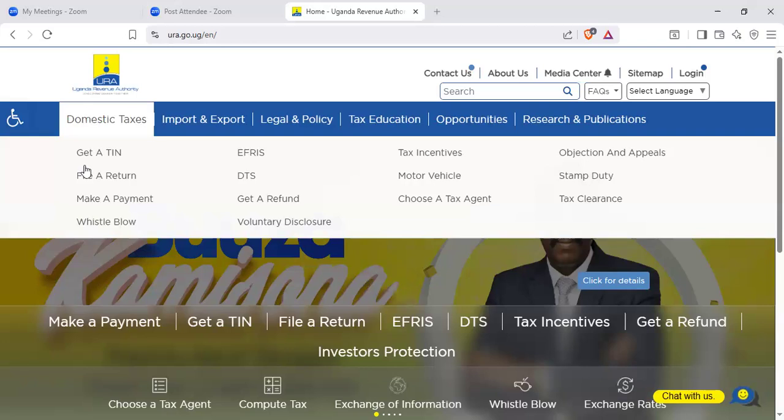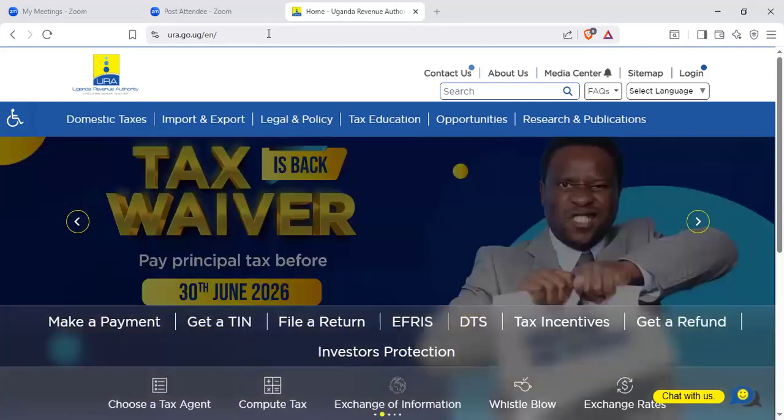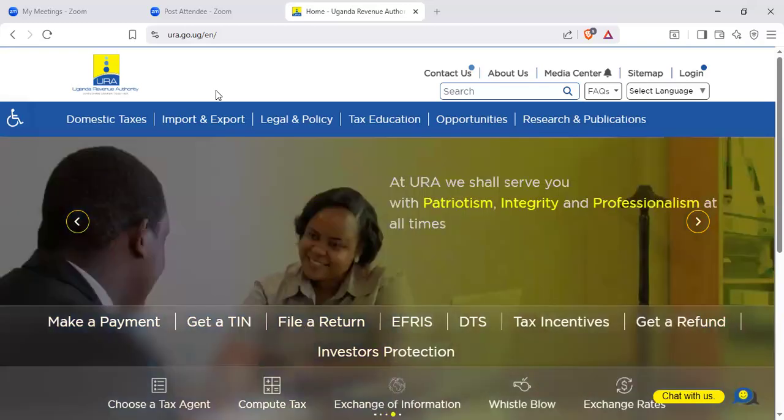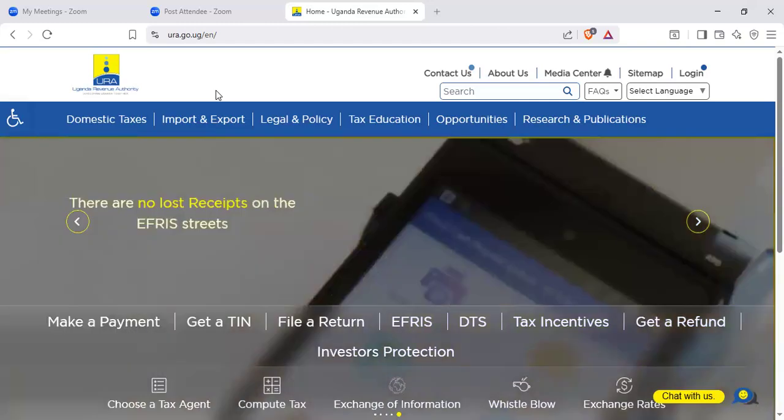Remember, you want a TIN as an individual. Here we are talking about an individual for this session. I'm talking about an individual who wants a TIN. An individual is employed somewhere, is running a business, or he has investment somewhere, or he's doing a transaction that requires a TIN.